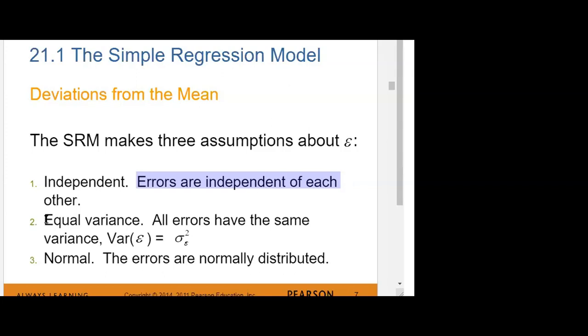You need to have equal variances, meaning that the range and the variance and standard deviation of values, when you change the explanatory variable, should not change a lot. It has to be pretty much controlled in a certain range. All errors have the same variance. And you remember variance is the square of standard deviation.